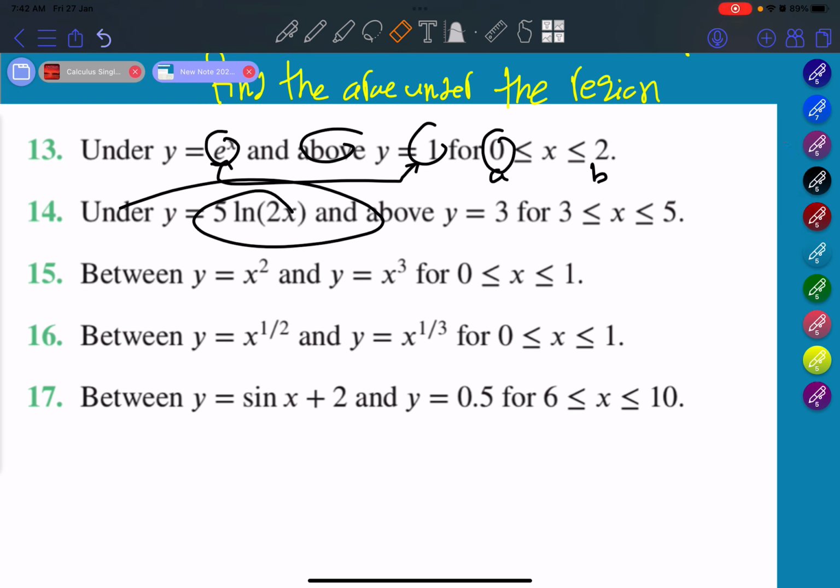Okay, so question 14, Mafi, as Mr. said.